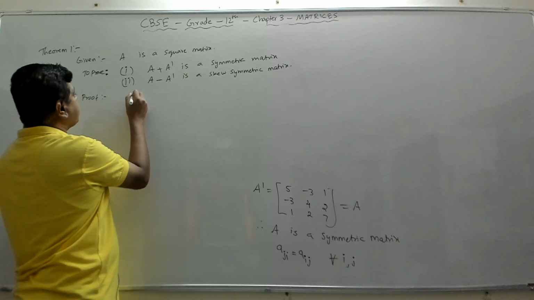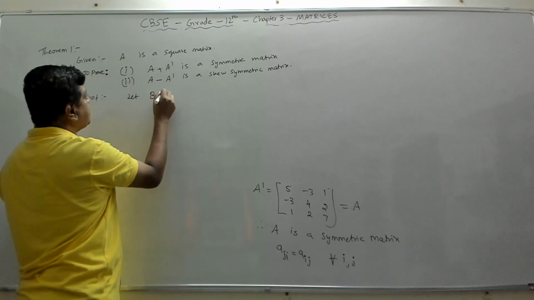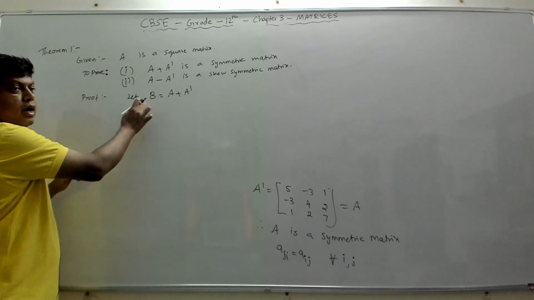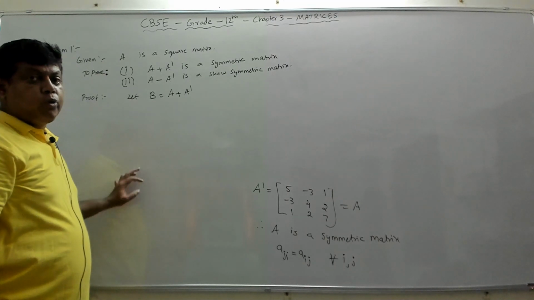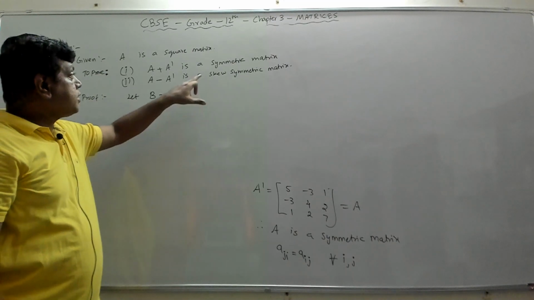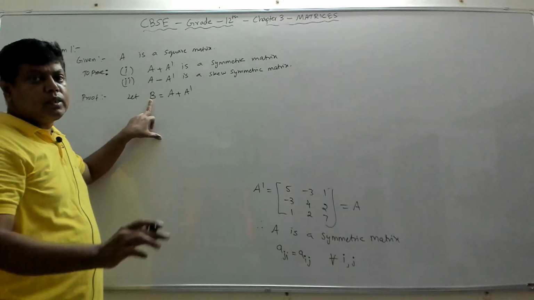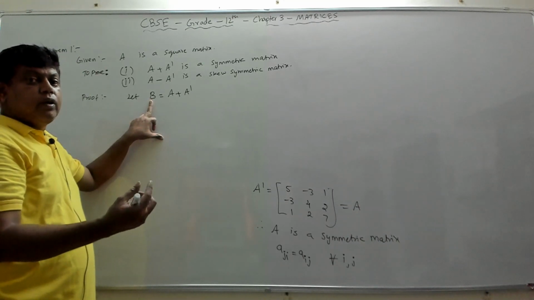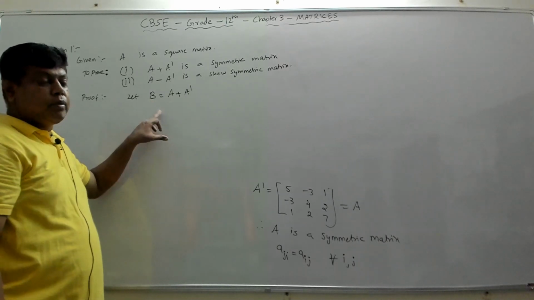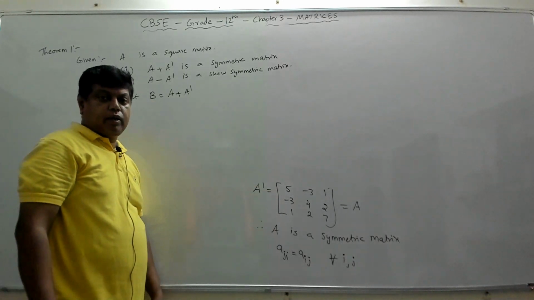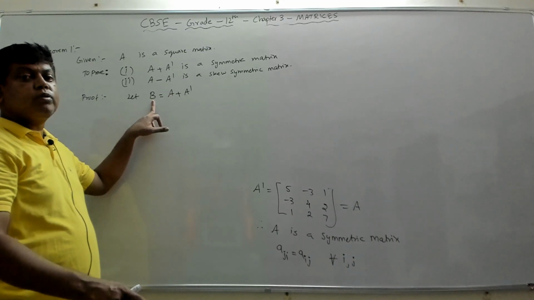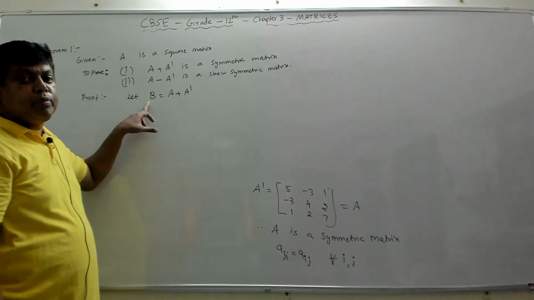So we will call this some matrix B. Suppose B equal to A plus A transpose. I am calling this A plus A transpose as another matrix B. Now to prove A plus A transpose is a symmetric matrix, we have to show that B is a symmetric matrix. And B becomes a symmetric matrix if B transpose equal to B. As per the definition of the symmetric matrix, B is called a symmetric matrix if B transpose equal to B. Now let's try to find what is B transpose.